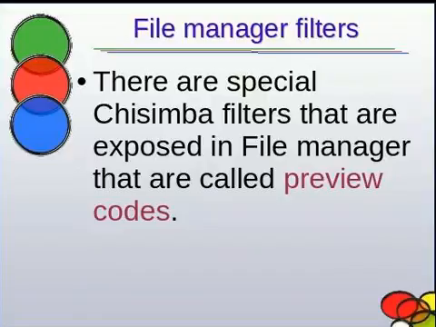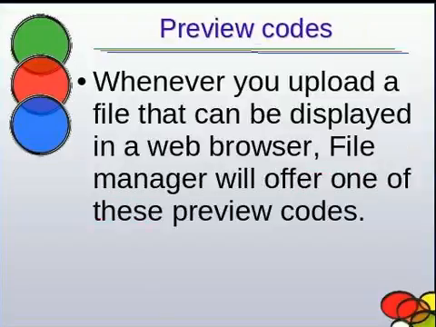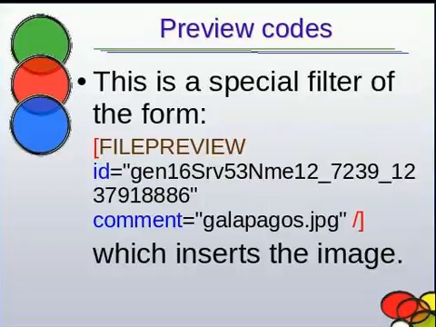File Manager has its own special filters, which we call preview codes, and these preview codes are available whenever you upload a file that can be displayed in a web browser. So File Manager will give you one of these preview codes, and the preview codes look something like that. Don't worry about what they say. Don't worry about the structure of them, because really all you need to do is copy that filter and paste it into a page. That's all you need to do. You don't need to look at it. You don't need to understand how it's structured.